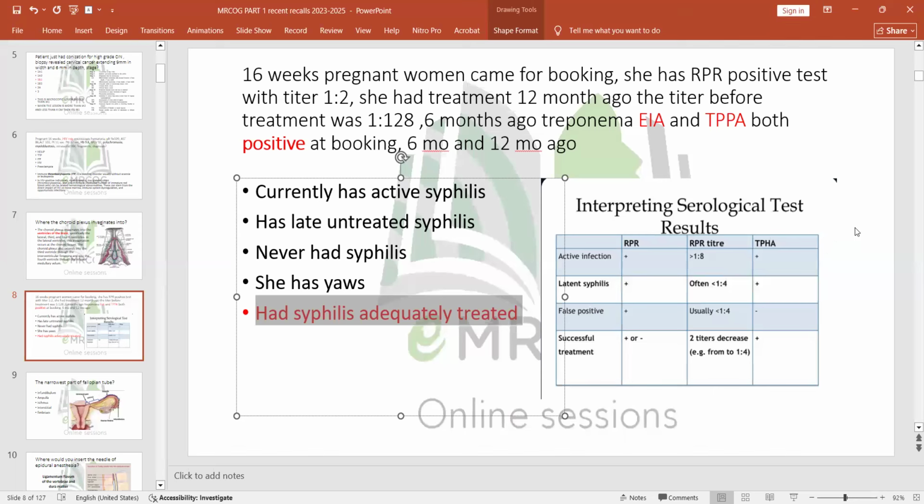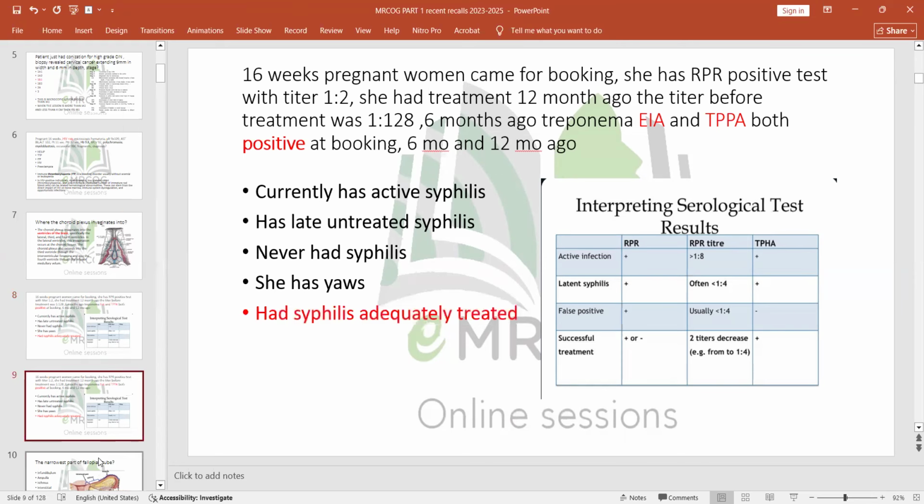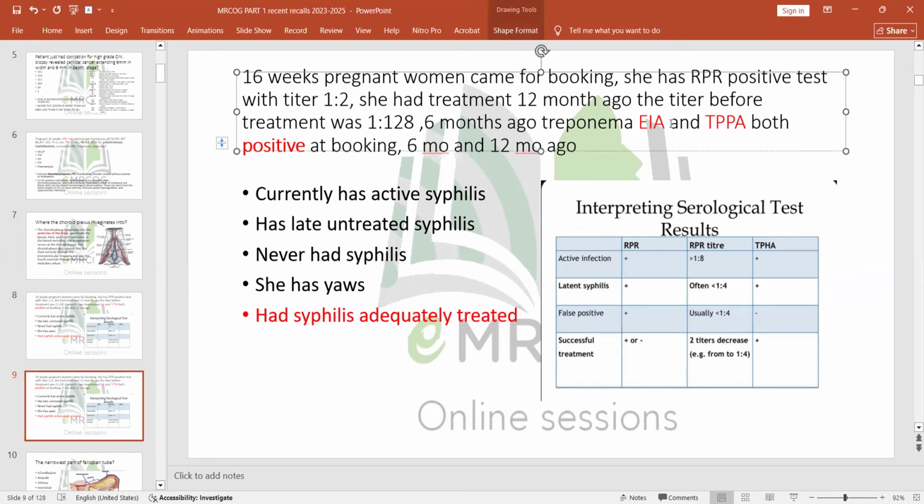Another very famous exam recall, and I know why they change it, because most of the candidates now are aware of it. I'm going to change this question a little bit, okay? So let's see here. Let's say that the EIA came out to be positive. The TPPA is negative. The patient came in booking, okay?